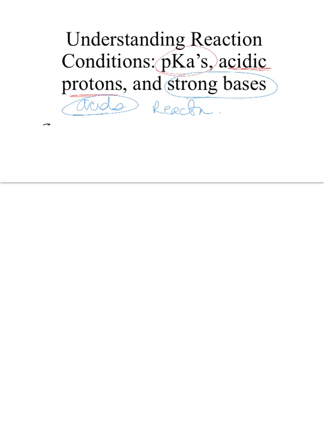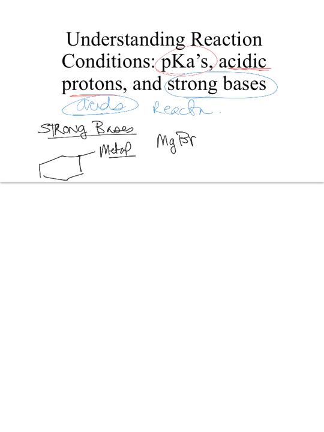But the first thing I'm going to do is I want you to recognize your strong bases. Your strong bases are anytime you have a carbon bonded to a metal, okay? And your metal typically is magnesium, which are your Grignards, so you'll see magnesium bromide. You might see a lithium. So if you see MgBr, that is a base.